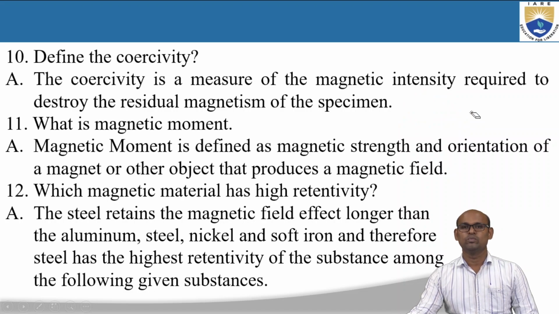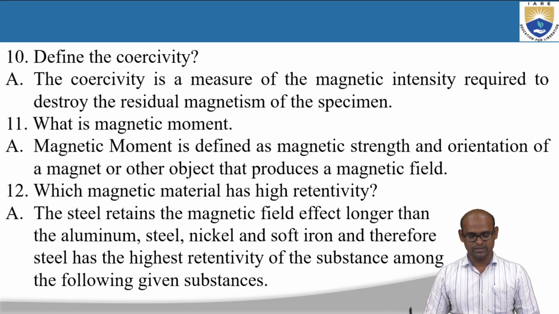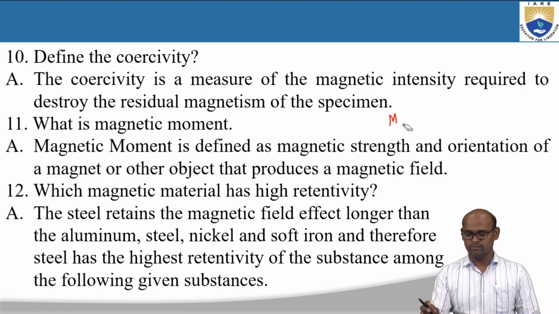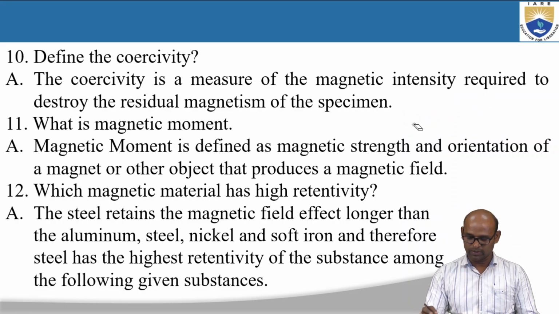What is magnetic moment? Magnetic moment is defined as the magnetic strength and orientation of a magnet or other object that produces a magnetic field. Magnetic moment is generally written as mu m, which is the product of current and area of the coil, so I into pi r squared if we take a circular coil. So that is magnetic moment.